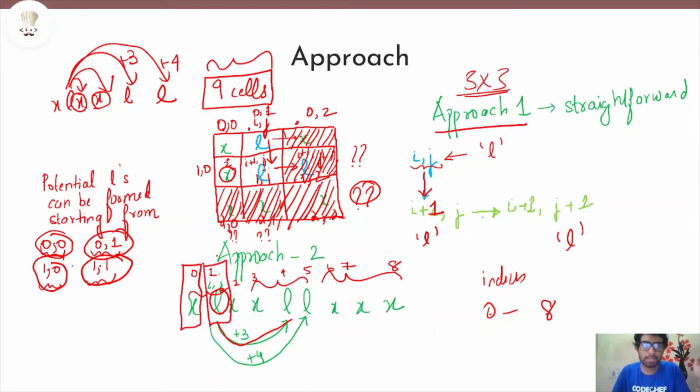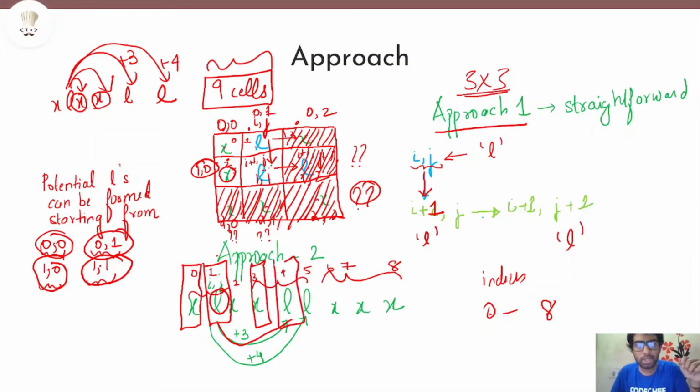And my 1 comma 0, what will it be? This is index 0, this is index 1 after I flatten, this is index 2, 1 comma 0 is index 3 after I flatten, and 1 comma 1 will be nothing but index 4. Because this is 0, 1, 2, 3, 4, 5, 6, 7, 8, right? That's how we flattened it.